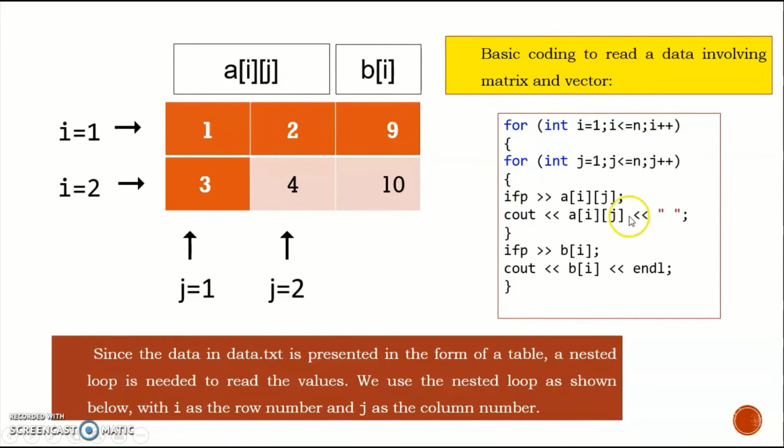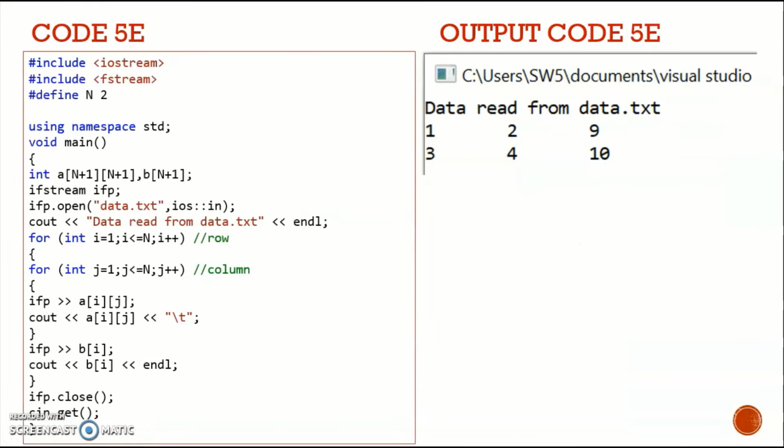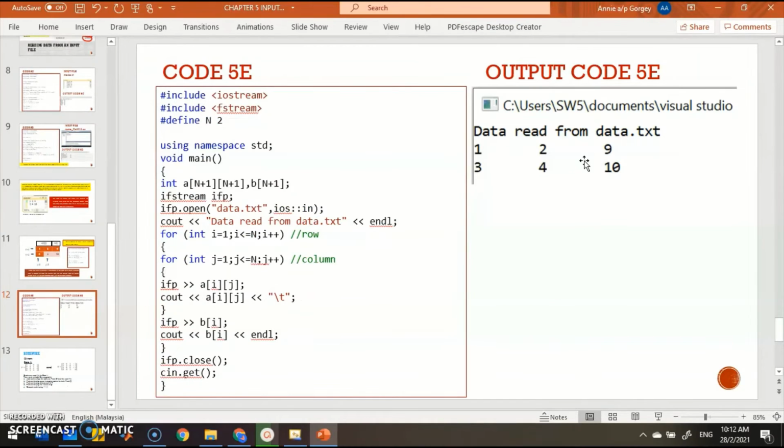Okay, we need to use a nested loop. Remember the matrix multiplication that we did in a previous C++ code? If you have data in a matrix, you need to use a nested loop. Okay, so this is the code we want to do. So it wants to read this data. Okay, let's do that. That's the last code I want to show using input and output files.